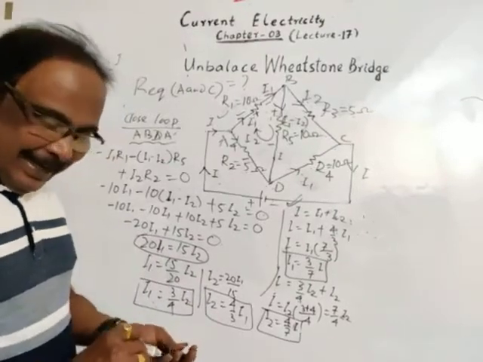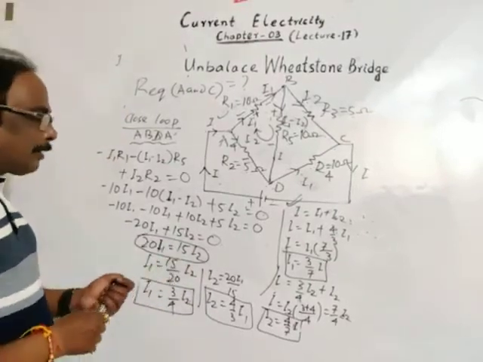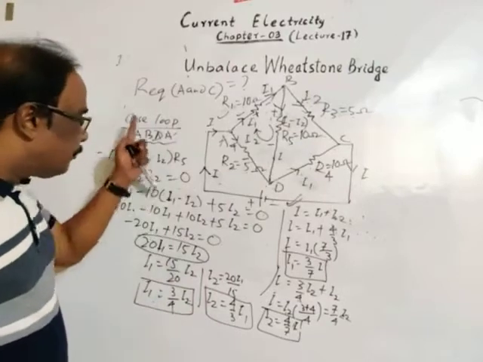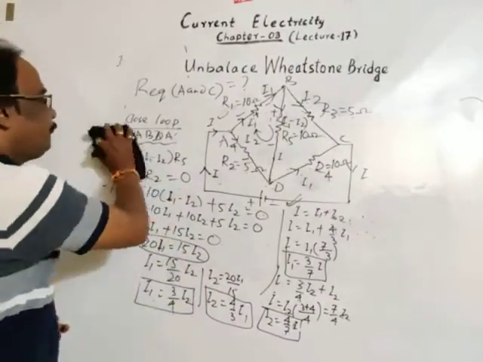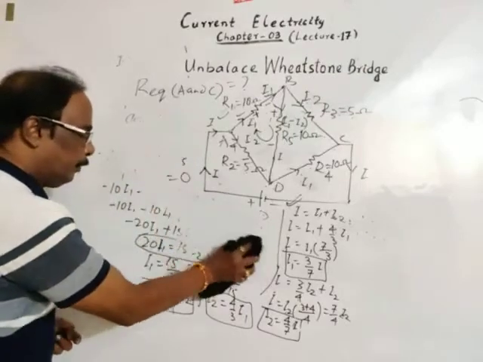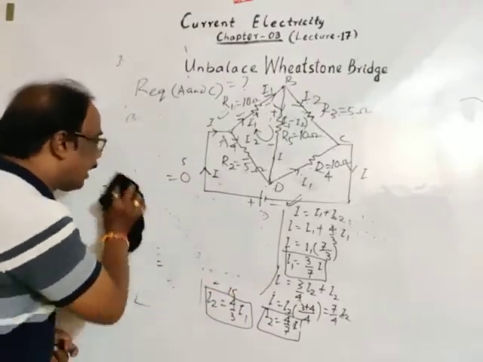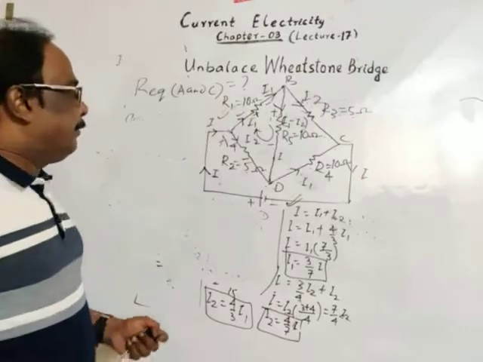Okay. Then we have got the values. We have got these values. Now I erase this. Okay. See. We have got I1 and I2. Okay. See.